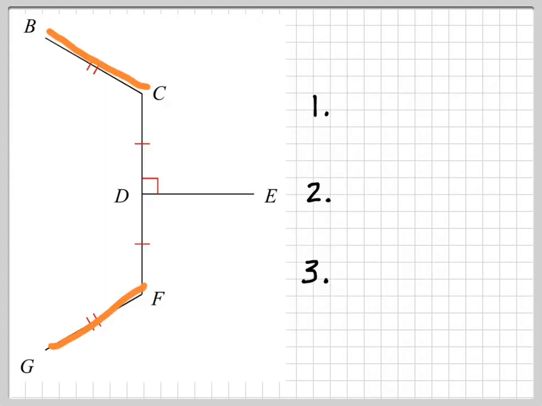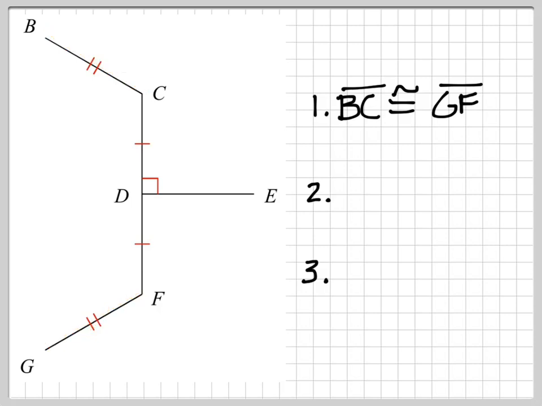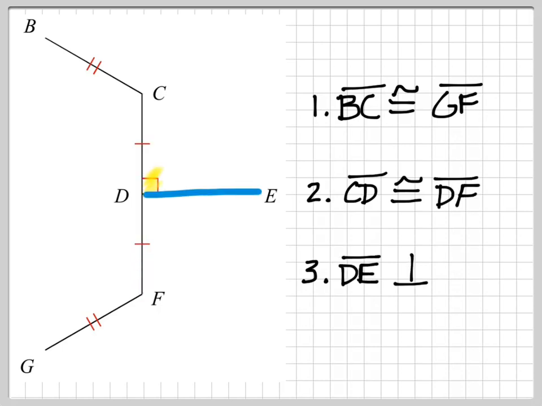Last diagram. Segment BC is congruent with segment GF because of the 2 tick marks. Dealing with the single tick mark, segment CD is congruent with segment DF. And the last one, segment DE is perpendicular to, now I have a couple choices here. I could say this segment, CD, I could say this segment, DF, or I could say the whole thing, and I'm going to say the whole thing this time, segment CF.